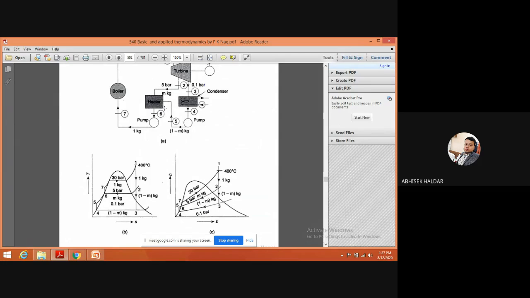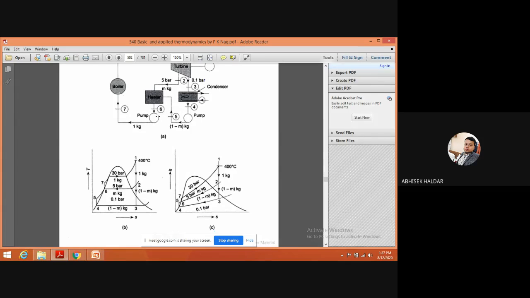Inlet and outlet, just equate the enthalpies. So M into H2, this is the H2, this is the 2. M into H2 plus (1 minus M) into H5 is equal to 1 into H6, isn't it? Two inlets in the heater: M into H2, and the other inlet to this heater is, just see the arrow, (1 minus M) into H5, which should be equal to the single outlet. Here the mass is 1 kg, so 1 into H6.